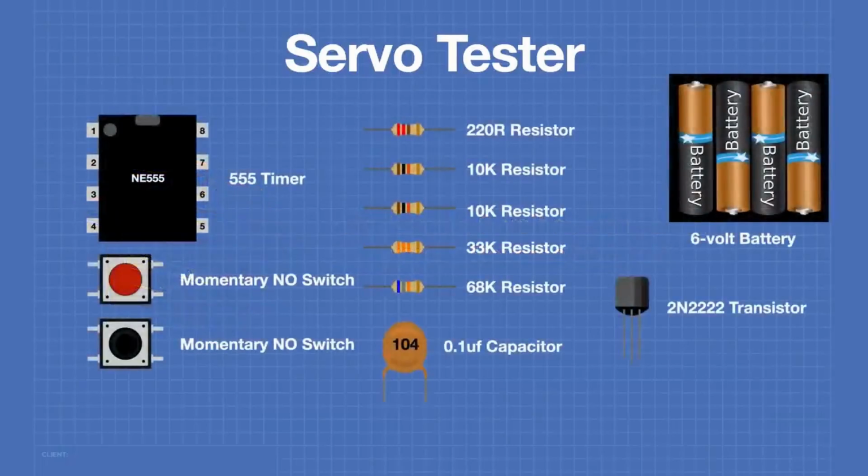To build this project will require a 555 timer, 2 momentary contact normally open push button switches. We'll need 5 resistors, a 220 ohm resistor, 2 10K resistors, a 33K resistor, and a 68K resistor. We'll also require a 0.1 microfarad capacitor. I'm using a 2N2222 transistor in this design, but you can use any equivalent NPN transistor. And we'll also be powering everything with a 6-volt battery.